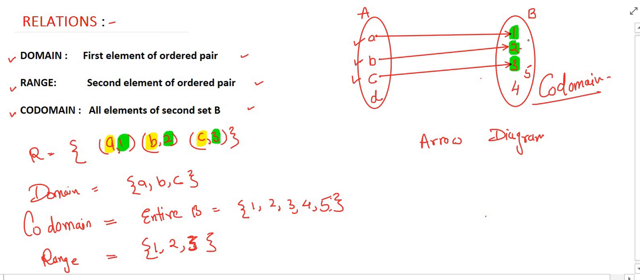Okay, domain is the first elements of the relationship, range the second elements, and codomain is this entire set from where we are picking up the elements. If all elements are being used up, then the entire set will be called the domain.